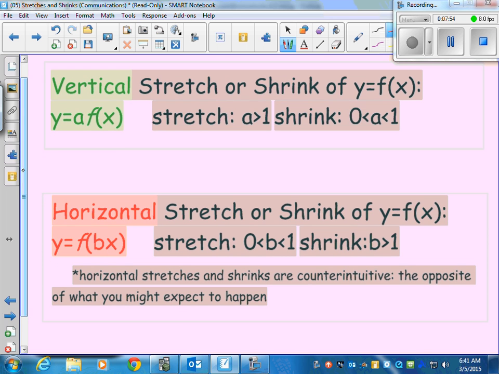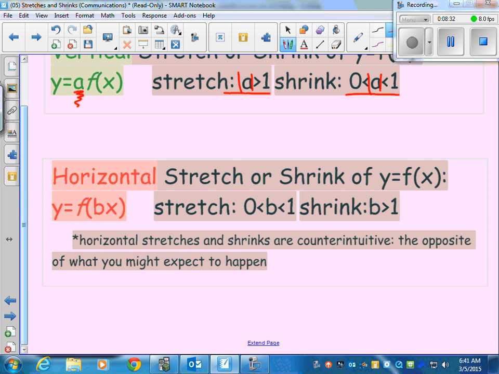Here are our general rules. When we look at the vertical stretch or shrink, we're looking at a multiplier on the outside. It stretches when a is over 1. It shrinks when it is a fractional value. We do have to stop at 0 because if we go negative, it would be a reflection with some type of stretch or shrink. So we're really looking at the absolute value of a when we're making these comparisons.